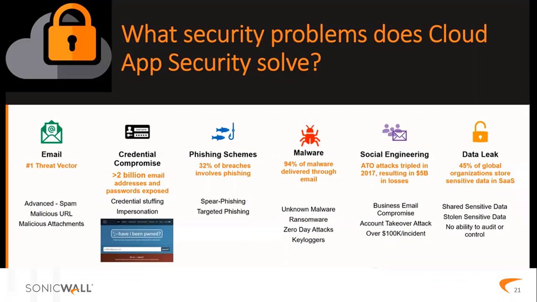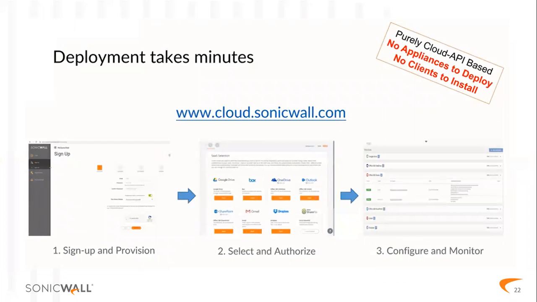If you would like to protect against all these problems you are facing right now, our SonicWall Cloud App Security helps you on that. It can protect all the file sharing and email if it is cloud based. Our cloud application security is cloud API based, which means no appliance to deploy and no installation. You just access our website, sign up, provision, select and authorize, then configure and monitor all the email and accounts you have signed up.